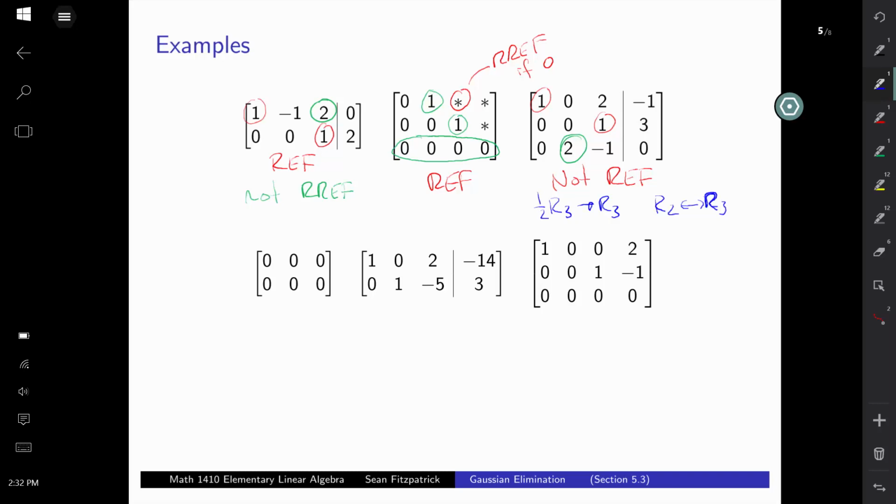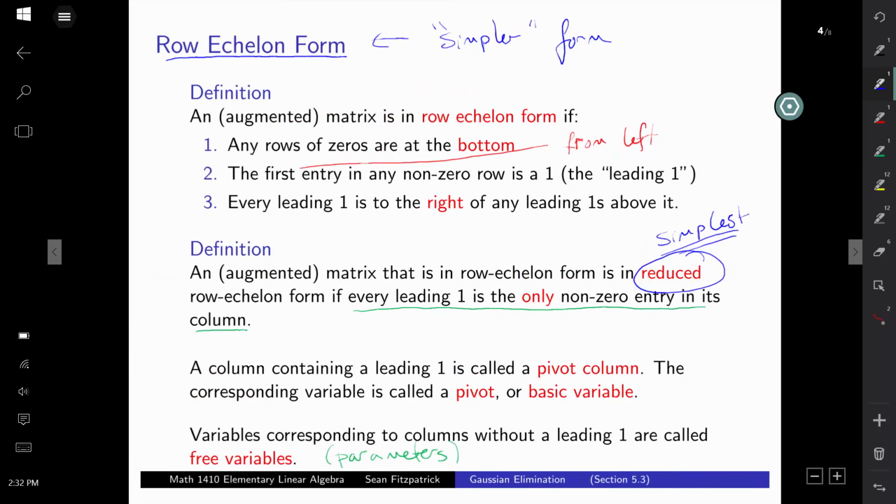Okay, the next one is kind of an interesting one. It's a matrix of entirely zeros. Is it row echelon form? Is it reduced row echelon form? Well, let's check the conditions. Are any rows of zeros at the bottom? Yeah, I mean every row is all zeros. I guess they're all at the bottom.